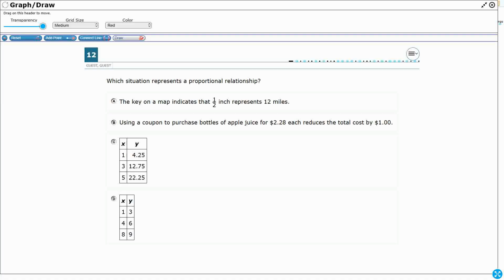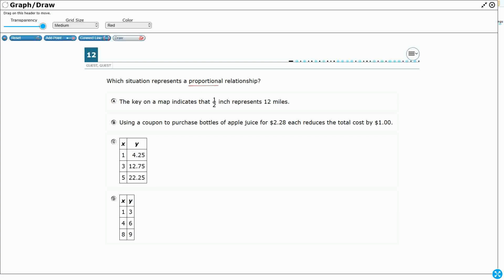So we need to identify a proportional relationship. So let's define that. What does that mean? Well, a proportional relationship means two things. We have a constant rate of change, and it varies directly. And so when we say it varies directly, that means we could represent it like this.